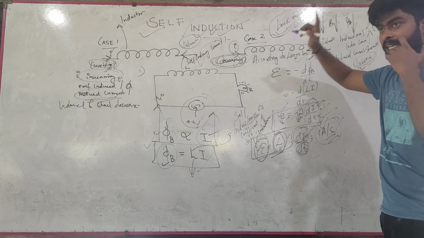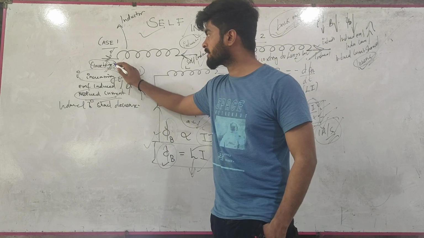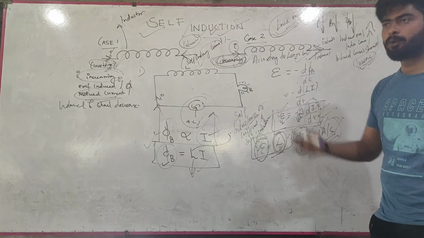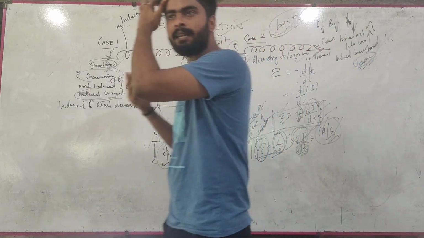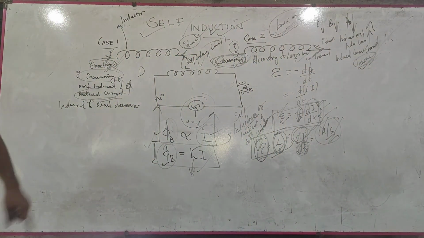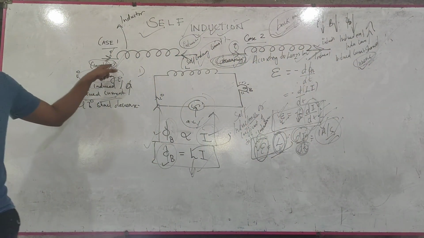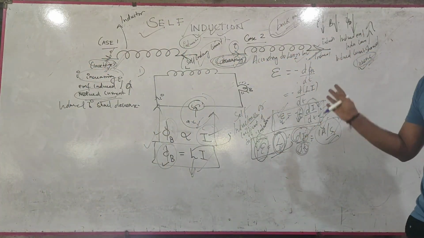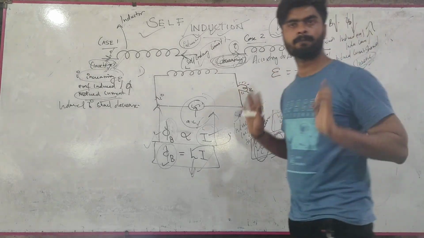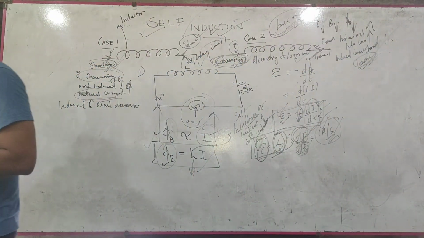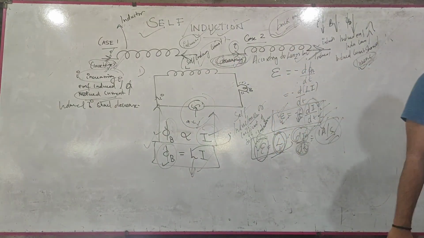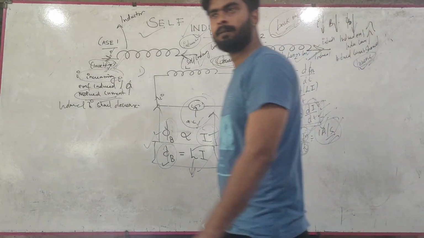What was back EMF? Back EMF is that EMF which either opposes the growth of current or decay of current. There are only two chances: either the current can increase or decrease. If the current is increasing, you say there is growth of current. If the current is decreasing, you say there is decay of current. In either case, the induced EMF was opposing, and that opposing EMF is what is called back EMF. Clear? Note it down.